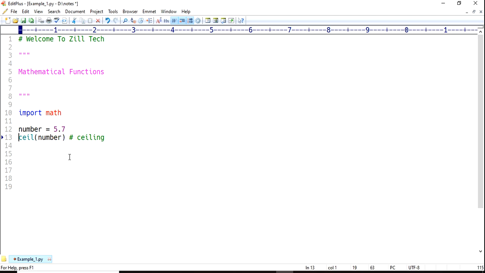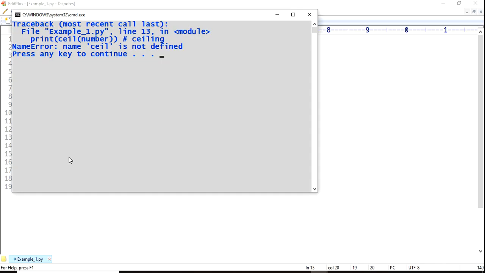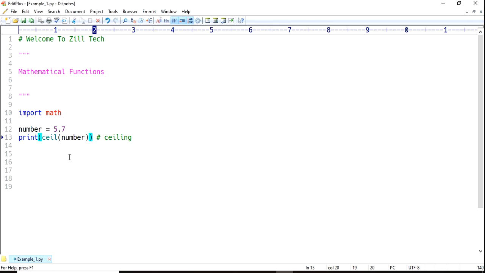If I try to print this, I'm saving this example, you can see. Okay, I'm not calling it correctly. I need to call any function present in the math module with the prefix, so I need to call it with math.ceil. Now you can see the output is 6.